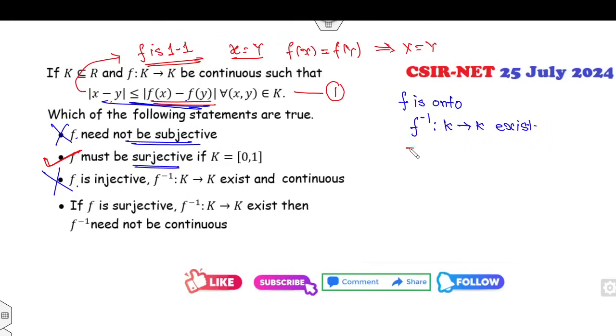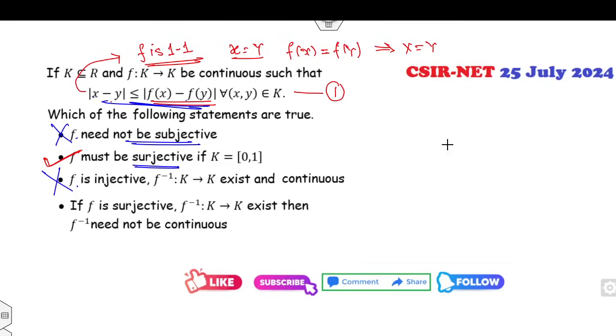Fine. So what does it mean? If f inverse exists, that means f is 1-1. Fine. f is onto, f is 1-1. That means f is bijective. Then your target is to find the f inverse.